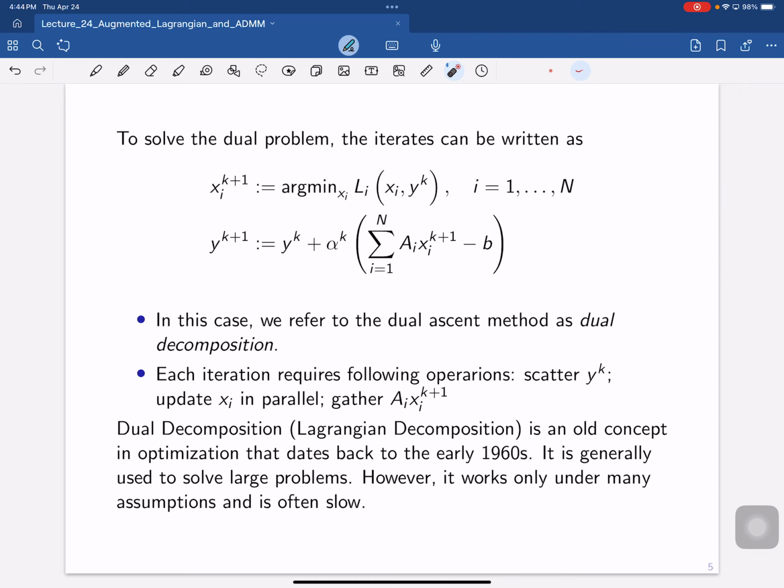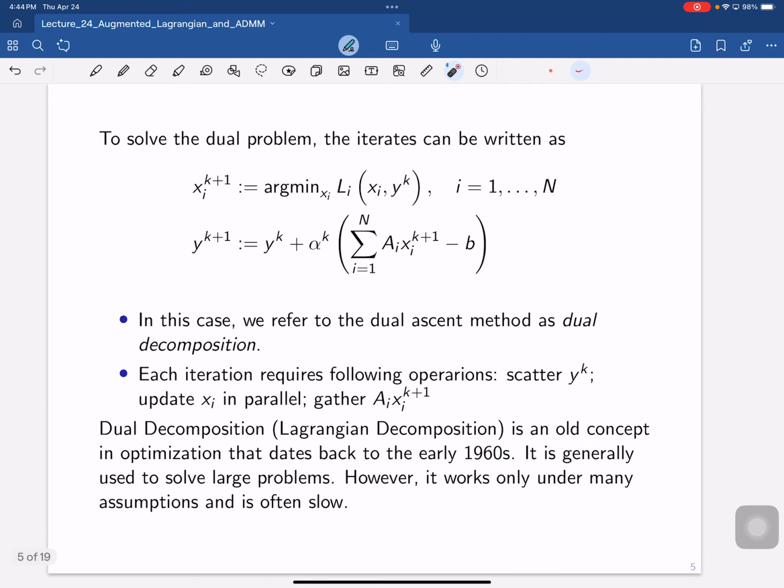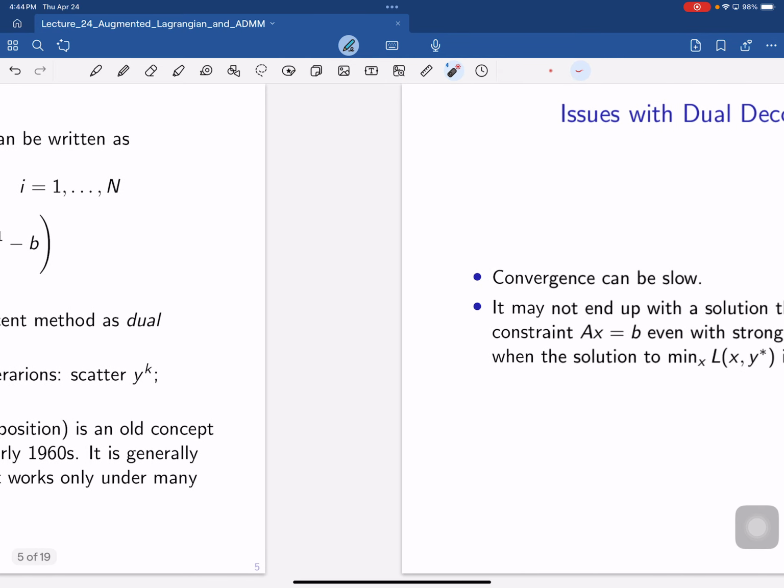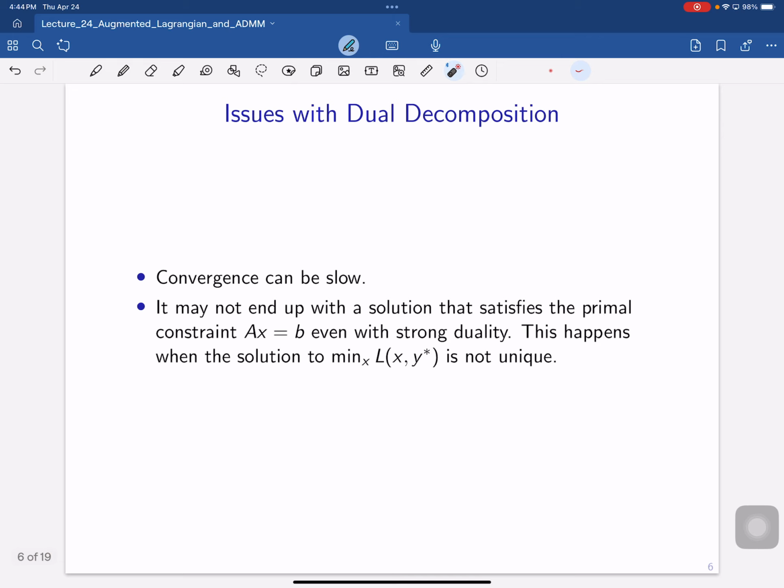Okay. Yeah, so the thing with this problem is it can be quite slow, right, to converge for these type of problems. So what are the issues with dual decomposition, or the limitations of dual decomposition? Right? So we will first introduce its limitations, and then we will show you how augmented Lagrangian or ADMM can handle these type of limitations. The first limitation is computationally, the convergence can be quite slow.